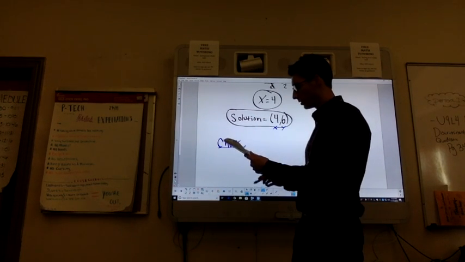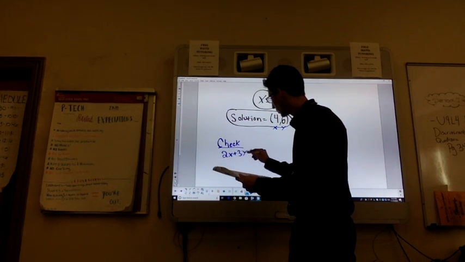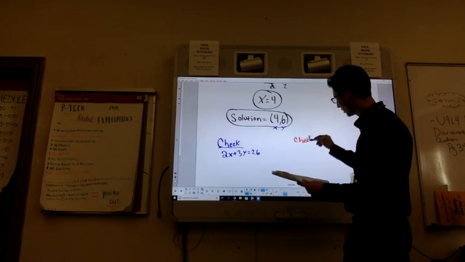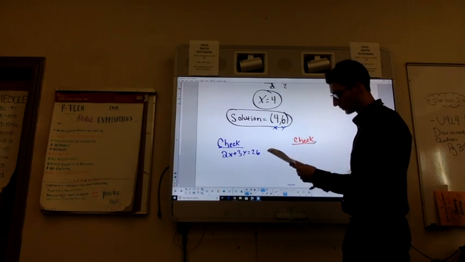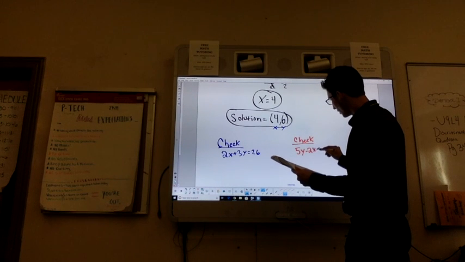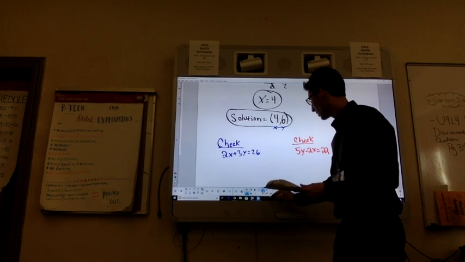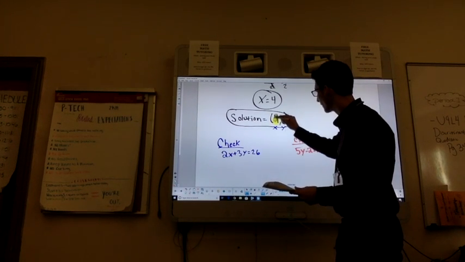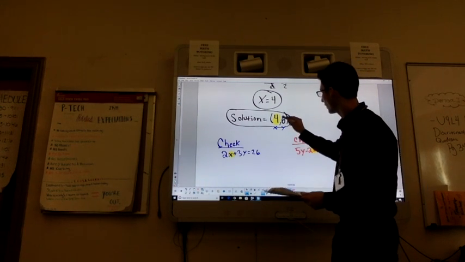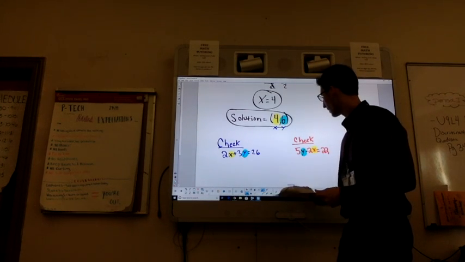So let's do 2x plus 3y equals 26 over here. And then we'll check the other equation over here. We'll check 5y minus 2x equals 22. Okay, I'm substituting in these values. Okay, so here's my x. It's going to go in for x. And then my y is going to go in for y. Let's see what we get.